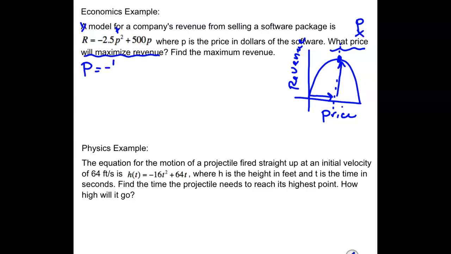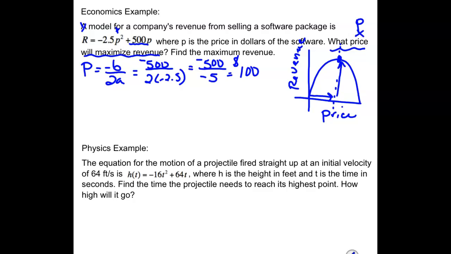So to find our price, we do negative b over 2a, or the opposite of b over 2a. In this case, b is 500, and a is negative 2.5. Well, 2 times negative 2.5 is negative 5. So we have the opposite of b, we need negative 500, divided by negative 5, and we get 100. So the best price that I can use to maximize my revenue would be $100.